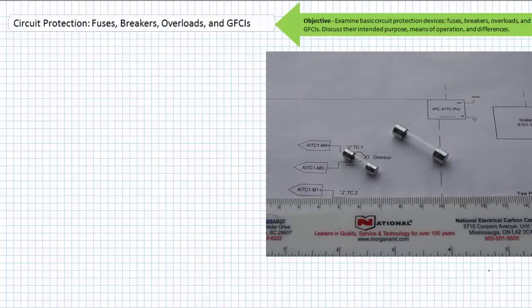Here's a couple glass-bodied fuses, both of which are 1 amp, 250 volt rated fuses. Notice the different physical dimensions. You can't fit a 6 by 32 millimeter fuse into a fuse holder made for a 5 by 20 millimeter fuse any easier than you can fit a 5 by 20 millimeter fuse into a fuse holder made for a 6 by 32 millimeter fuse.